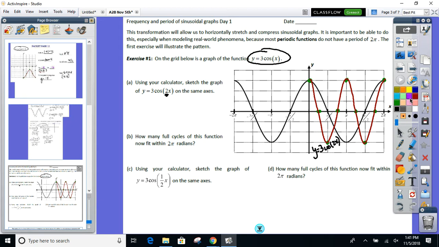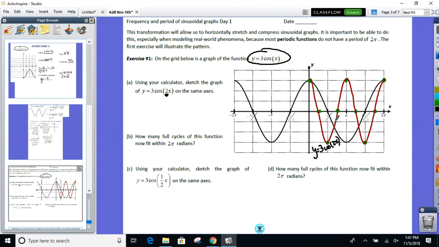No. It's 2. This is what cosine looks like. It can't be the other way. How many of these do we see here? 1, 2. Everyone agree? I see 2 of these. Can we all agree? Okay, so I see 2 cycles.